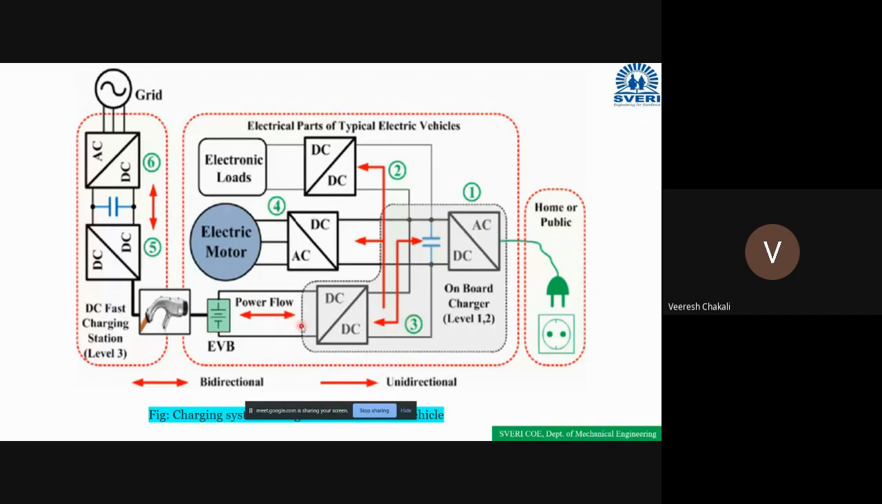Now whenever we would like to give the supply to the electrical motor through the battery, the power will flow in this direction. This means it is a bidirectional power flow. This is the bidirectional converter. This is the unidirectional converter. Clear?